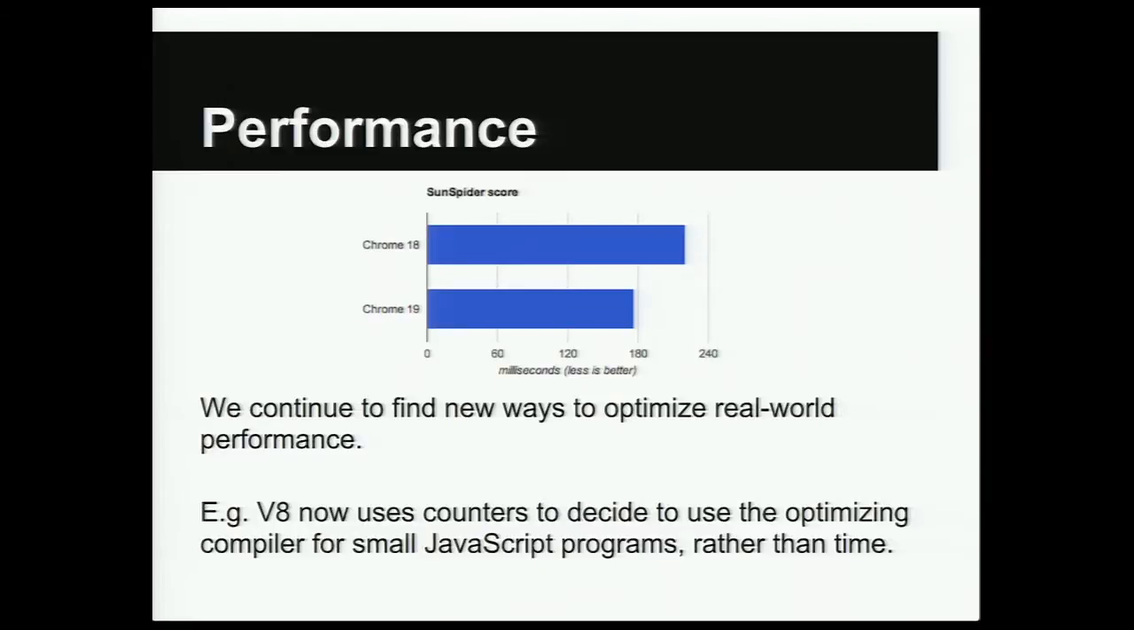One recently that we did was moving from using a timer, basically, to determine when a function should be optimized or should be compiled using our optimized compiler rather than our fast compiler.